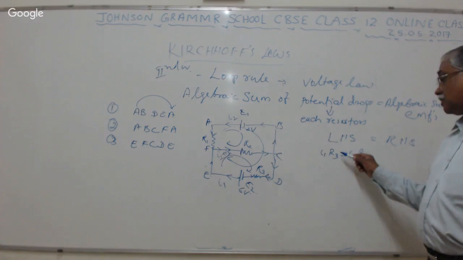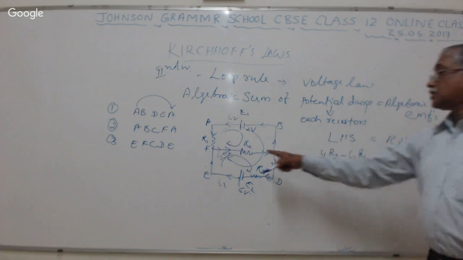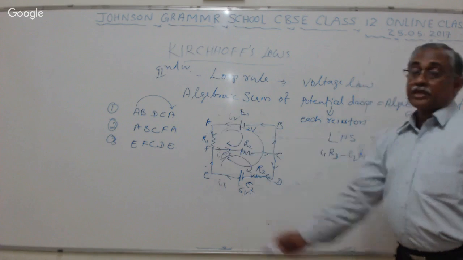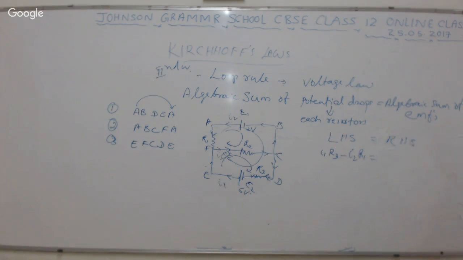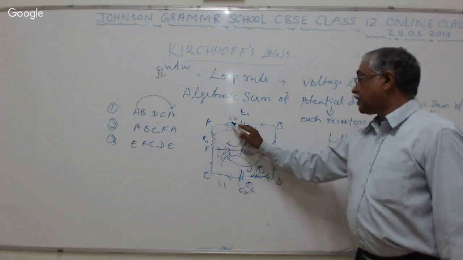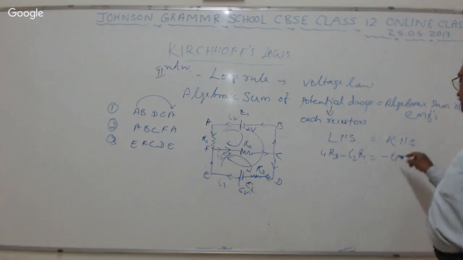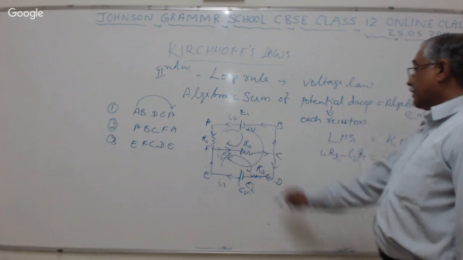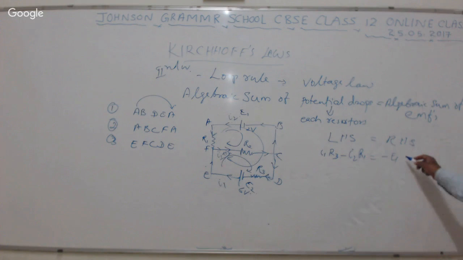So I1 is the current, R3 the resistance, and then minus, because why is minus taken? Because you are going against the current. So that is I2 R1, equal to, now on the right-hand side we have to get the EMF value. When you start from here, you are entering through a positive terminal, so what do we give? Minus. Here you are entering through a negative terminal, so you give positive.